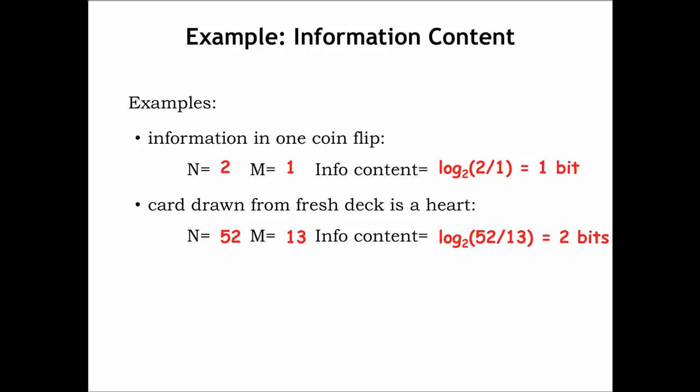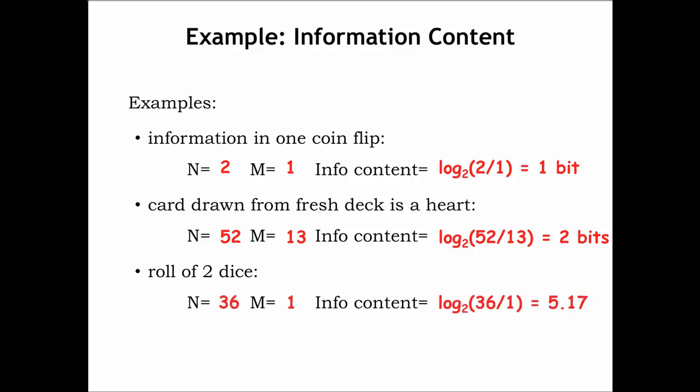Finally, consider what information we get from rolling 2 dice, 1 red and 1 green. Each die has 6 faces, so there are 36 possible combinations. Once we learn the exact outcome of the roll, we've received log base 2 of 36 over 1, or 5.17 bits of information.